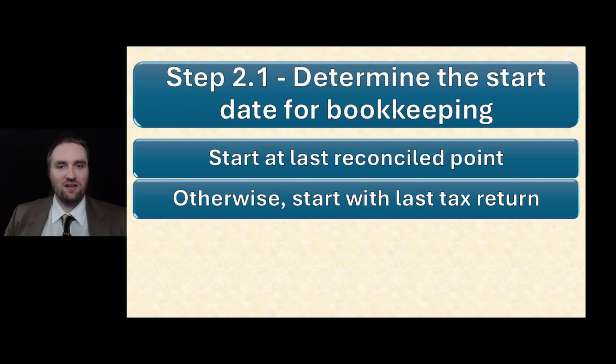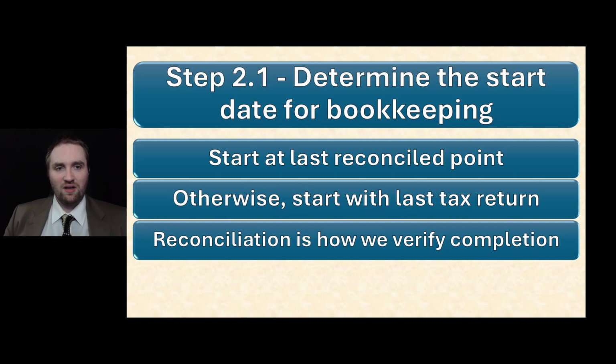Why is this? We'll talk about reconciliation soon. A reconciliation is how bookkeepers verify the completion of books for a time period. If the last reconciled month is April, that means the books are correct through the month of April and no further. This means that we start with the next day, May 1st.